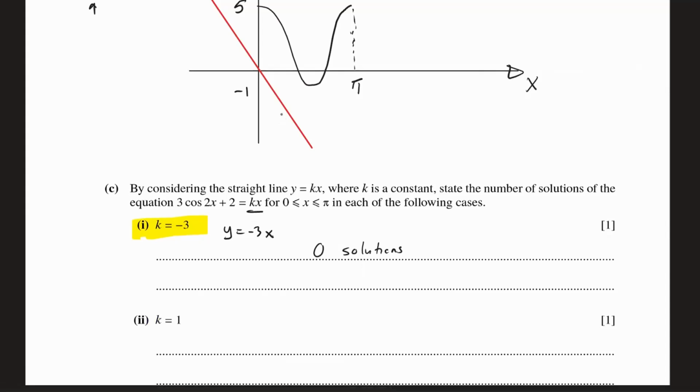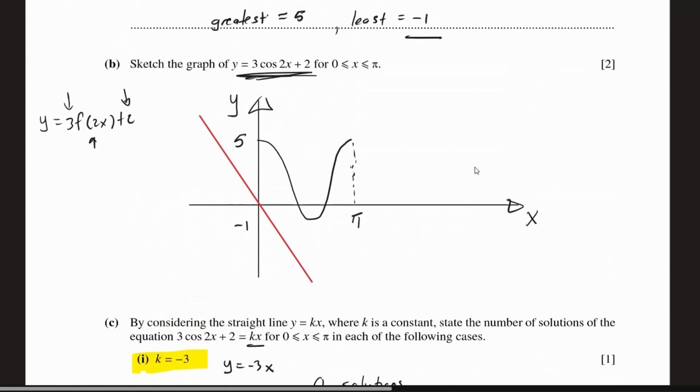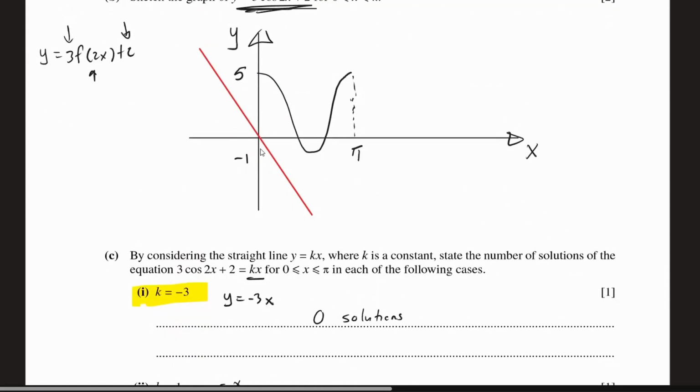It means y is equal to 1x, so y is equal to x. Now for y is equal to x, let me remove this one here. Y is equal to x would go like this. How sure are we that it will intercept the curve twice? We know that this graph, let us consider this point, which is pi. It would certainly pass through the point pi and pi because y is equal to x.